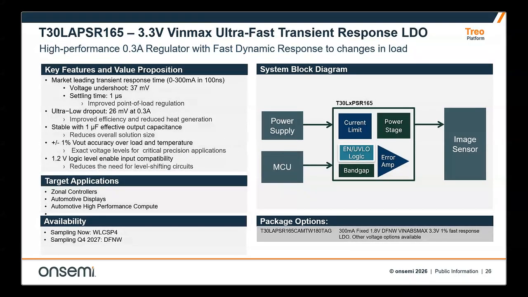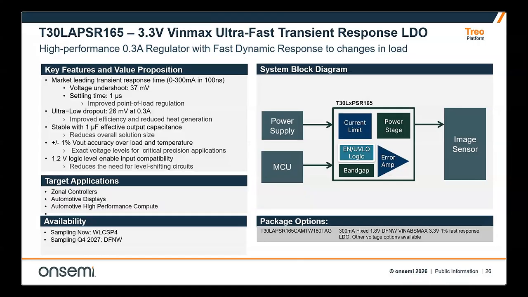Now, let me introduce the T30-165. This is a 30 milliamp low dropout regulator with a 3.3 volt maximum input and an ultra-fast dynamic response to changes in load. What sets it apart is the market-leading transient performance. It's able to handle a 0 to 300 milliamp step in only 100 nanoseconds.